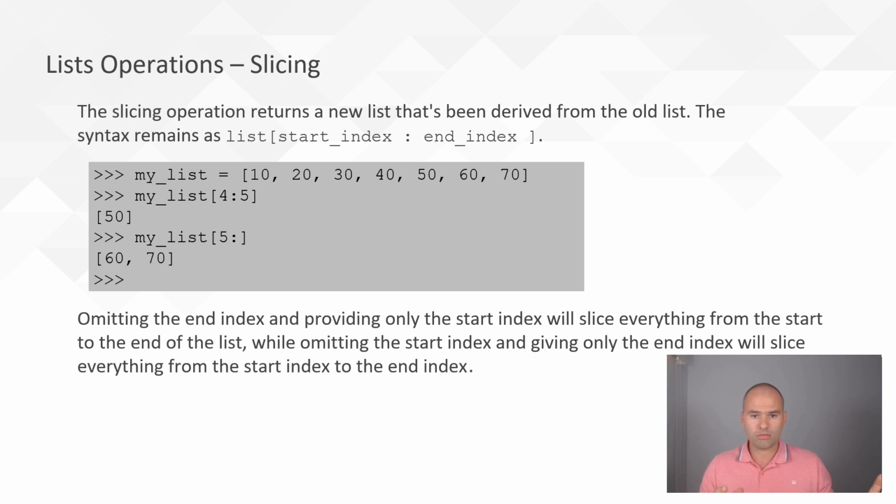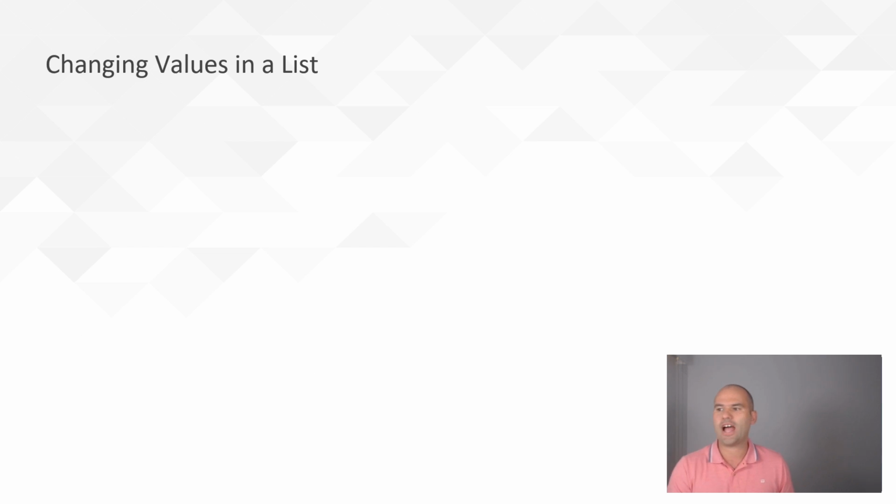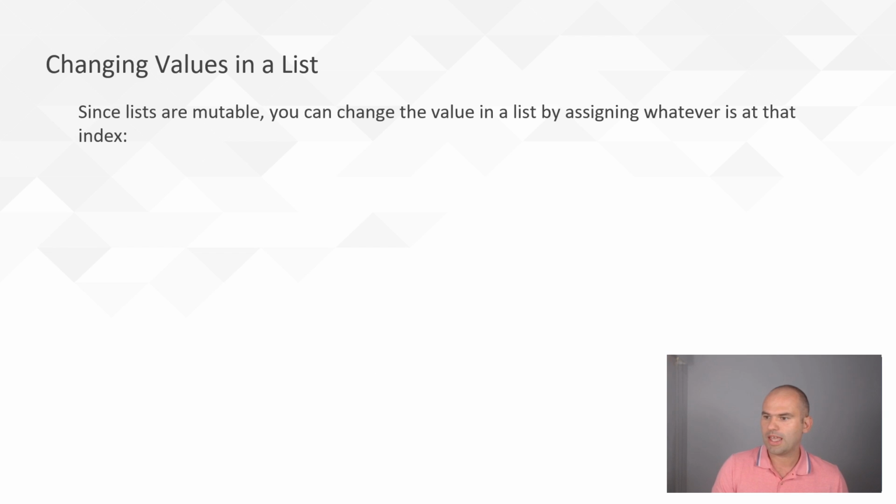So same rule, if you omit an index from the beginning, you're basically going all the way up until the index on the right. If you omit the index on the right, you're going all the way to the end of the list from whatever your first index is. So changing values in a list. Since lists are mutable, you can change any value in a list by assigning the index.